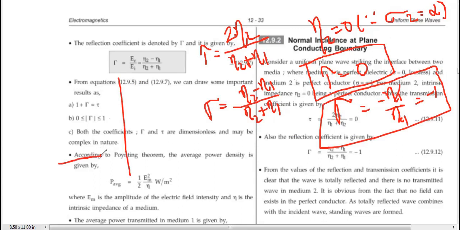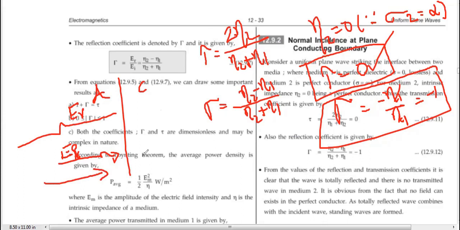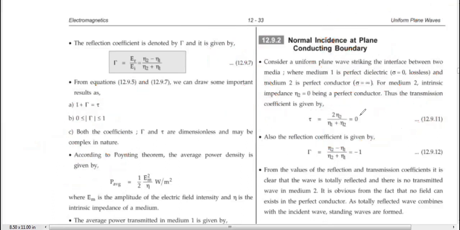So when an incident beam is between a dielectric and a conductor, there is no transmission. It is fully reflected. Normally, whatever is incident, some part is reflected and some part is transmitted. But at the boundary between a dielectric and a conductor, there is no transmission. Transmission is equal to 0 and the reflection is minus 1, meaning the wave sent in the positive z direction is fully reflected in the negative, opposite direction. The reflection coefficient is equal to minus 1. You see here, the transmission coefficient is 0 and the reflection coefficient is equal to minus 1.